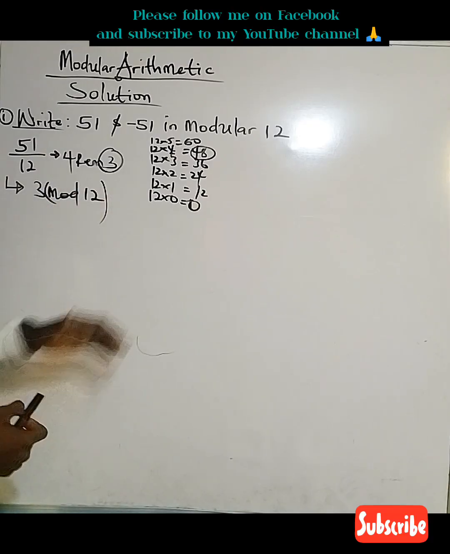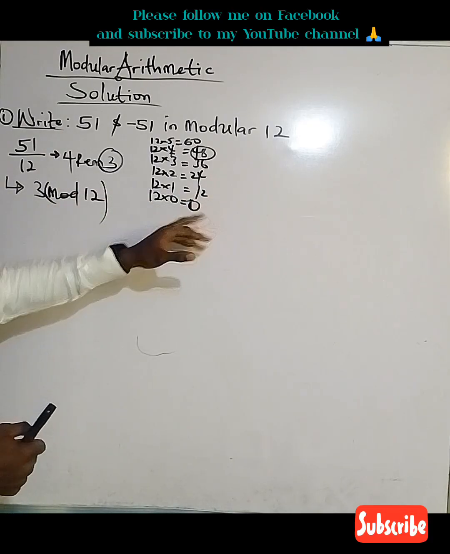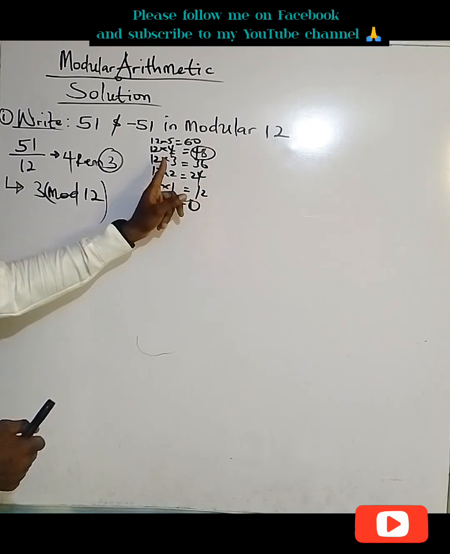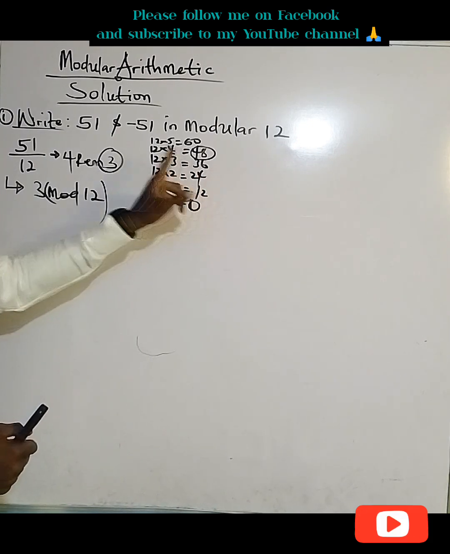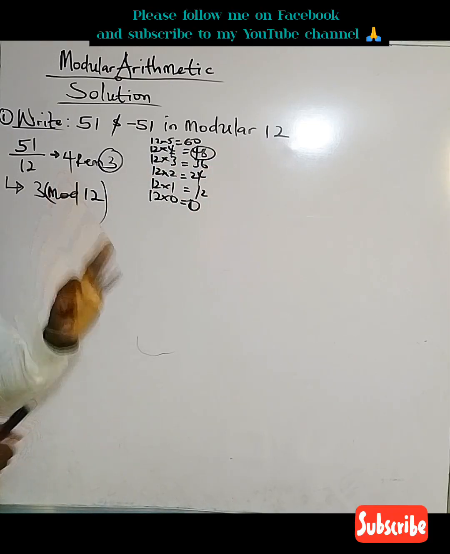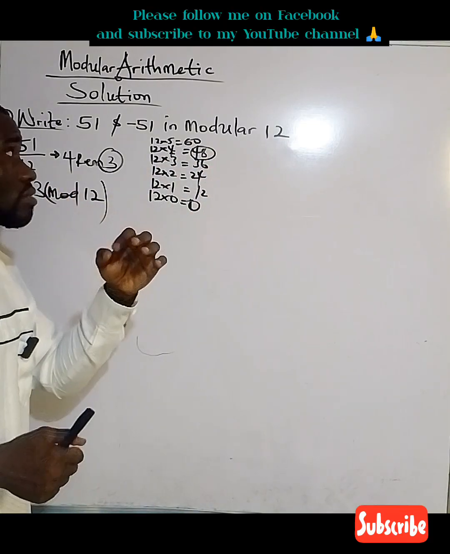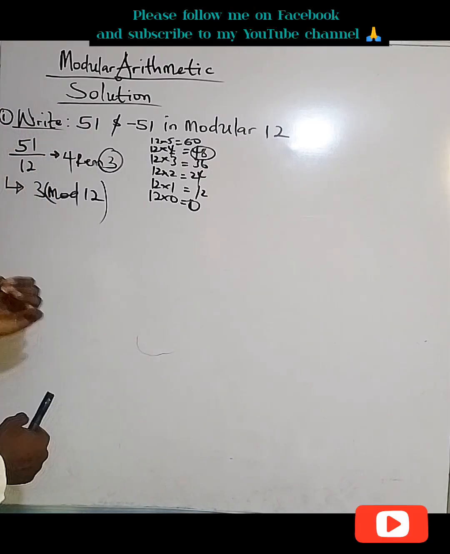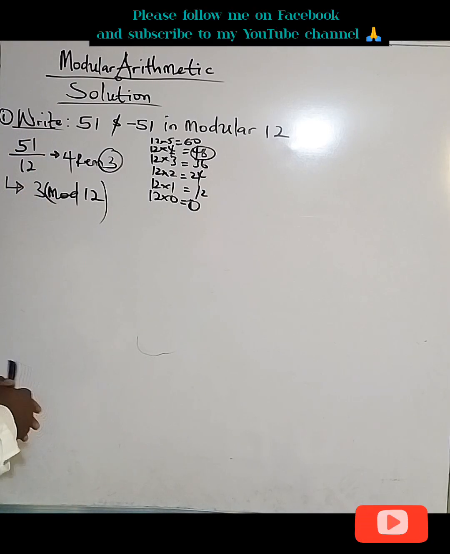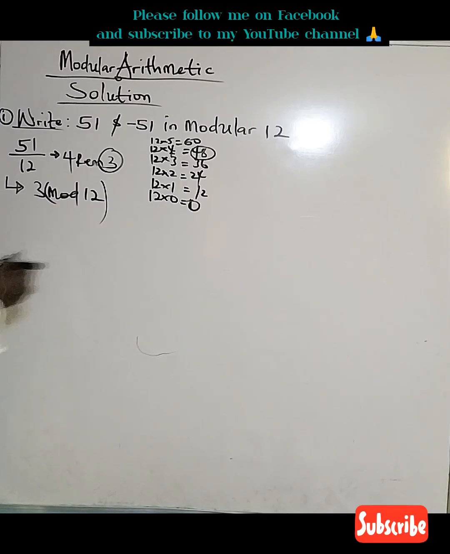So it means you're going to have 12 in 4 categories. The first round of 12, the second round of 12, that makes it 24. The third round of 12 makes it 36. Then the fourth round of 12 makes it 48. Now we are on the fifth round, but the fifth round is not complete. We have about 3 left to complete the fifth round. So that's how to solve this.